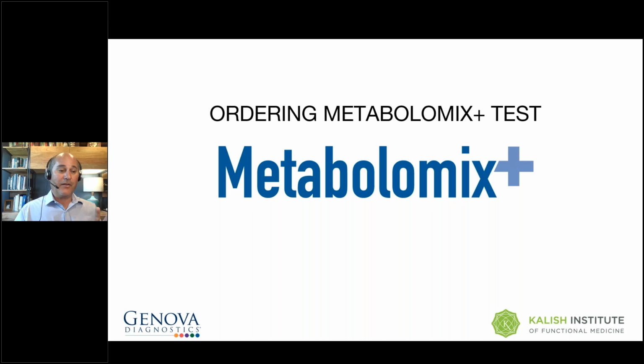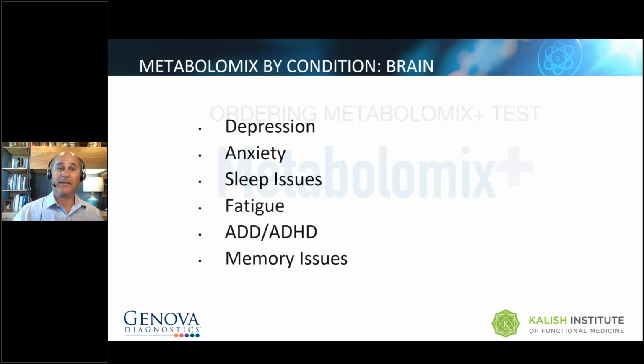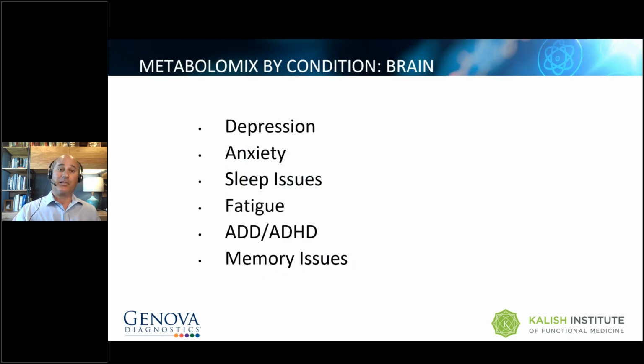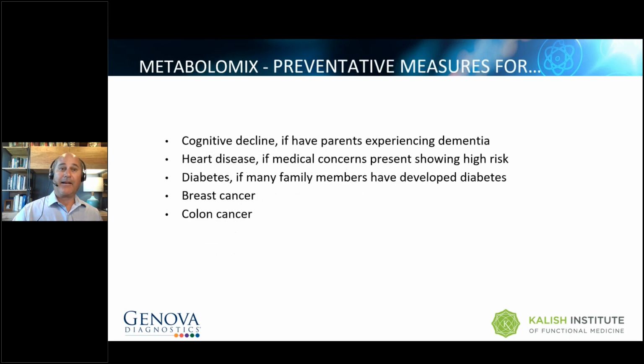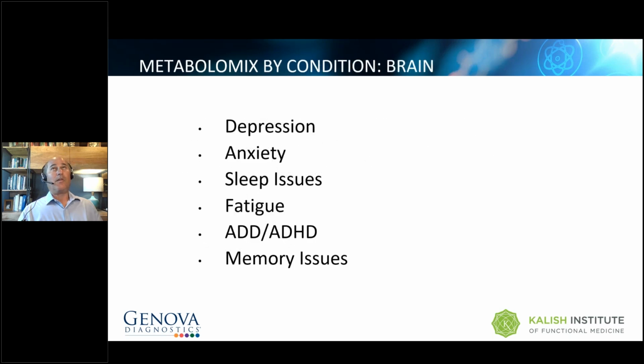Now, if you want to order a metabolomics test, and maybe you've already got an adrenal and a GI test on a patient, and you're like, hey, I want to do some new testing here, then the metabolomics or NutrEval, you want to break it down by condition generally, okay? So the conditions that we can look at here would be depression, anxiety, sleep problems, fatigue, ADD, ADHD, memory issues. That would be all the brain-related issues. Mitochondria, detoxification capacity, and GI.